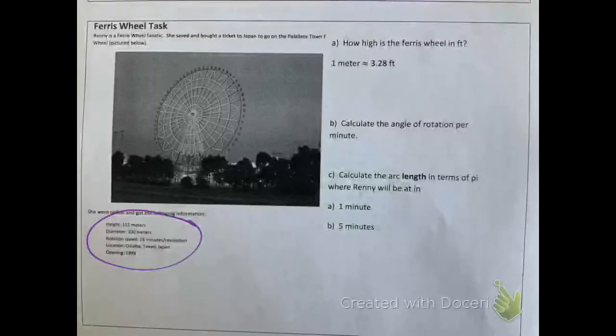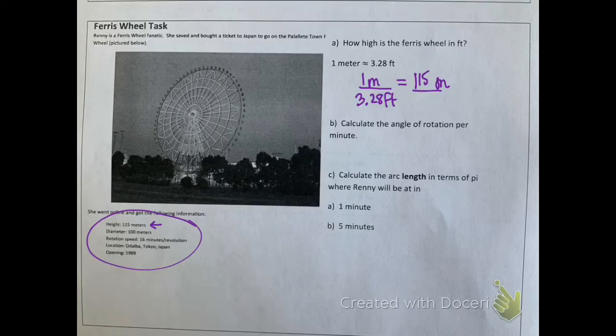So they give us a known conversion. 1 meter is approximately 3.28 feet. So to convert, I'm going to use 2 equal ratios. My known is that 1 meter is 3.28 feet. So my next fraction, meters, has to be in the numerator. They give us how many meters it is. The height right here is 115. So 115 meters is how many feet? That's what we're trying to find.